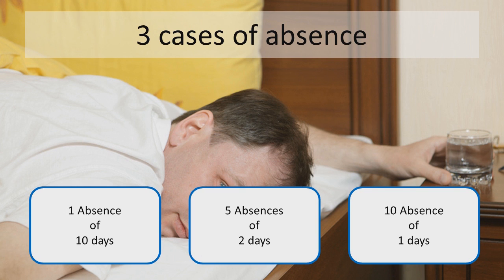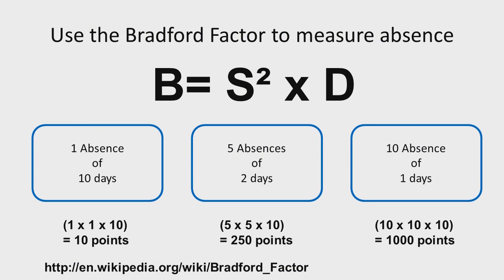And the way that the Bradford Factor works, and you can look it up on Wikipedia, is to use this factor. It looks an awful lot more scary than it is, but deals with basically looking at the number of instances of absence, which is S, squaring that and multiplying that times D, which is the total number of days of absence. So you'll see that, for instance, 1 absence of 10 days, perhaps someone got pneumonia, would be 10 points, whereas 10 absences of 1 day would work out as 1,000 points. So it's a very good way of benchmarking absence against all the people within the contact centre.